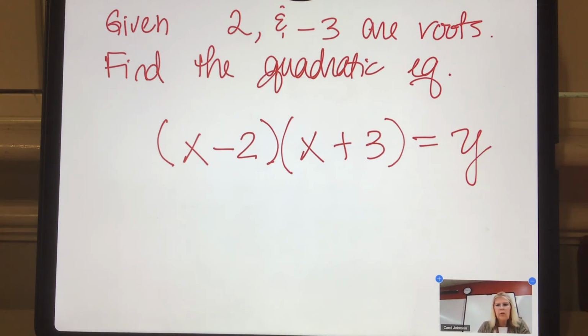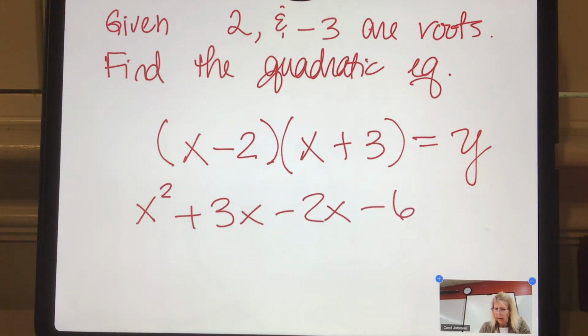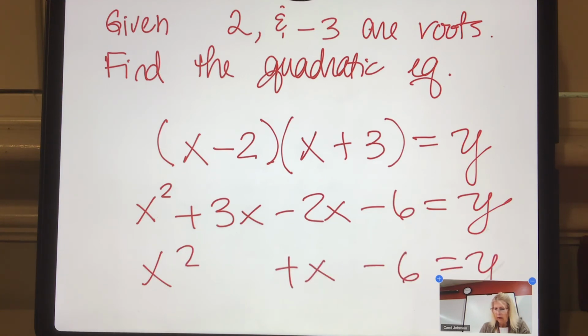Now, they expect you to FOIL this out. So if you FOIL it, you would get x squared plus 3x minus 2x minus 6, which gives you x squared plus x minus 6 is equal to y. Questions? Do we understand? Are we good to go? Any questions?